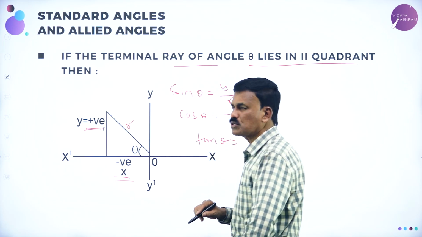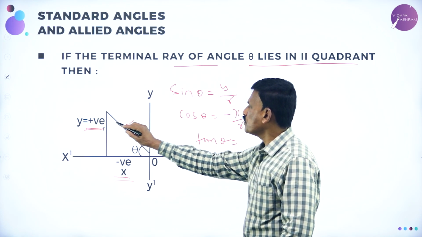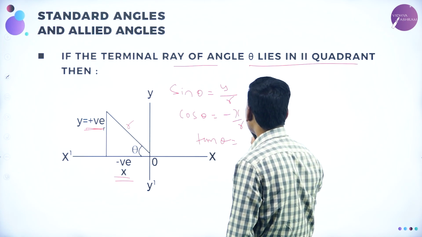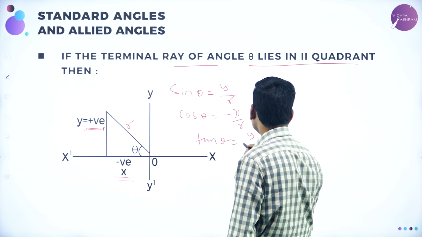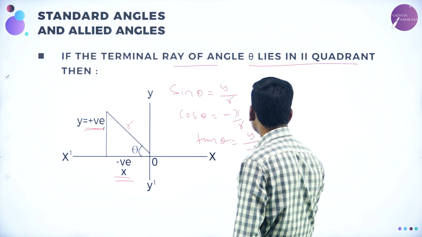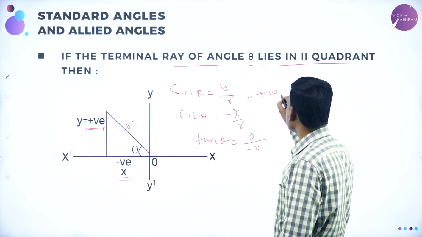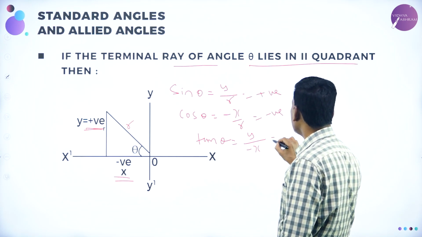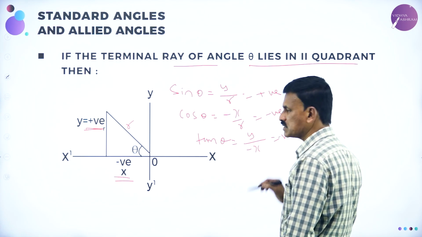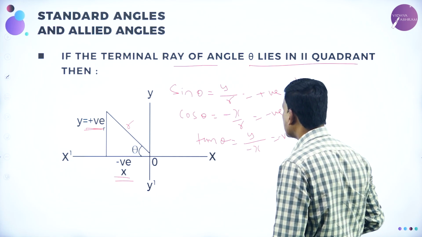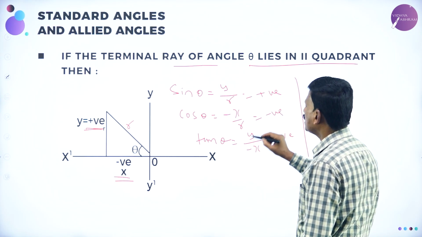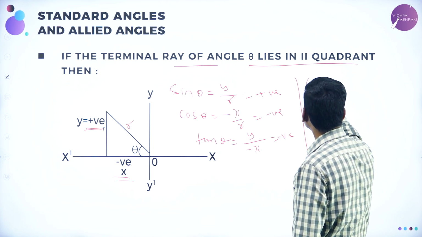Tan theta is equal to opposite divided by adjacent. Opposite is nothing but y, divided by adjacent, which is equal to minus x. So, what you are going to get, this is a positive quantity, this is negative, and this is also a negative quantity. And if we come to the second part of this, what is cosecant theta?